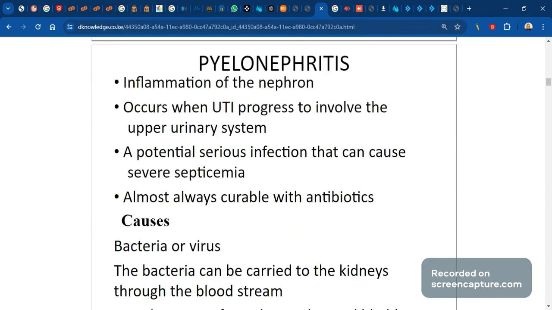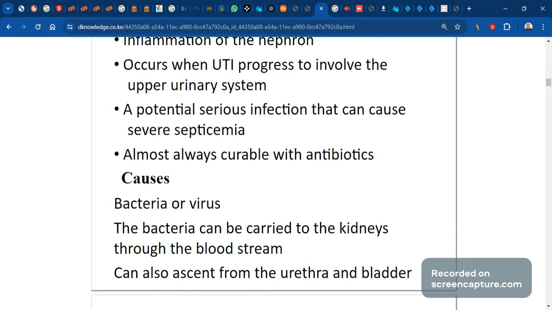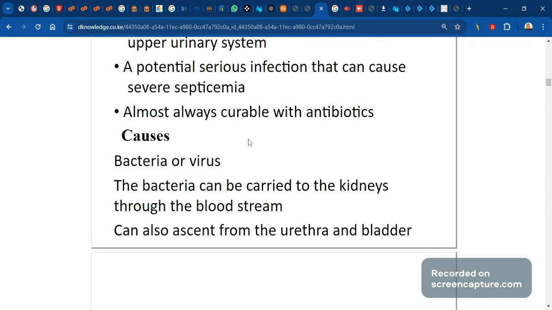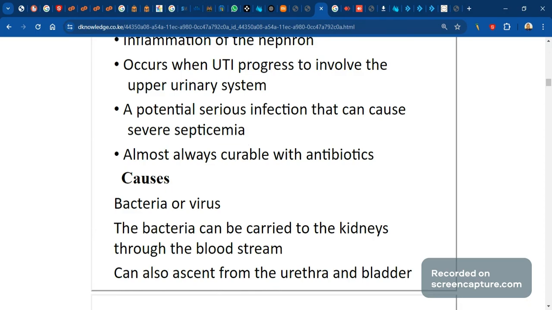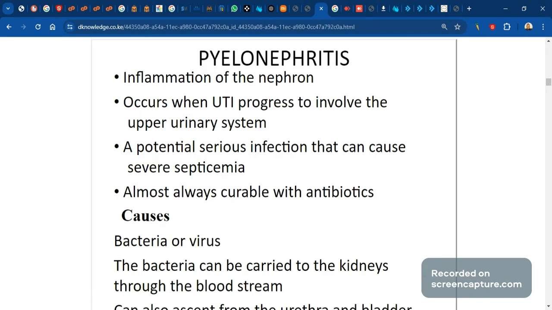So when a urinary tract infection progresses to involve the upper urinary system, a potentially serious infection can cause severe septicemia. That is, infection in the blood, like bacteria in the blood. Septicemia is a terrible infection, where the blood is contaminated with infectious microbes. It is almost always curable with antibiotics, but sometimes very hard. It depends on which agent. We have a very common causative agent, a bacterium by the name E. coli, Escherichia coli. It's commonly associated with UTI.